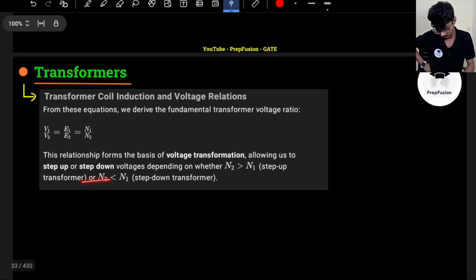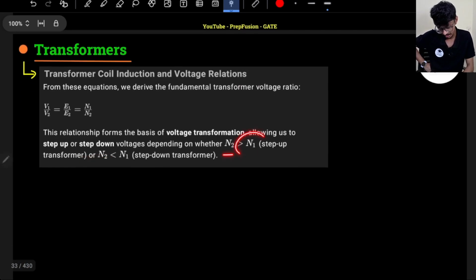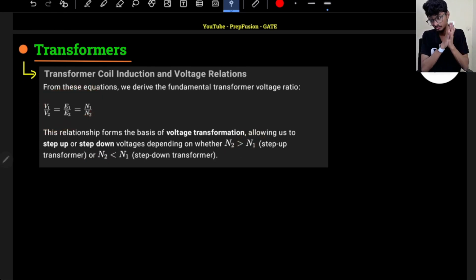So today we learned about the basic principle of transformers. All this whatever we discussed is like: if N2 is greater than N1, that means the number of turns in the secondary is greater. That means E2 will be greater than E1 because the ratio must be the same. So if E2 is greater, that means the secondary has more voltage than the primary. So it is called a step up transformer, because we're increasing the voltage. And if N1 is greater than N2, it is called step down, because N1 has more turns, so the secondary will have lower voltage.